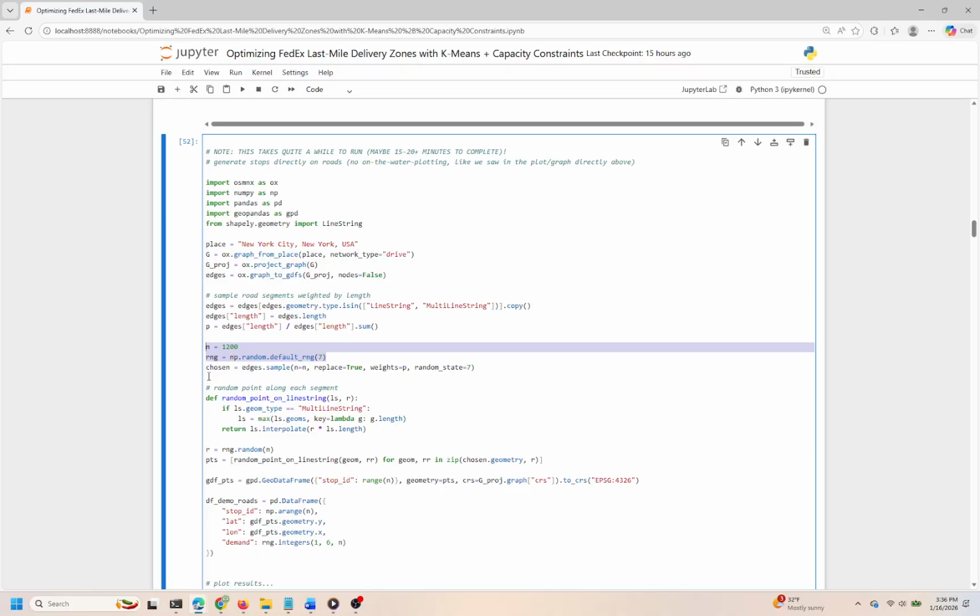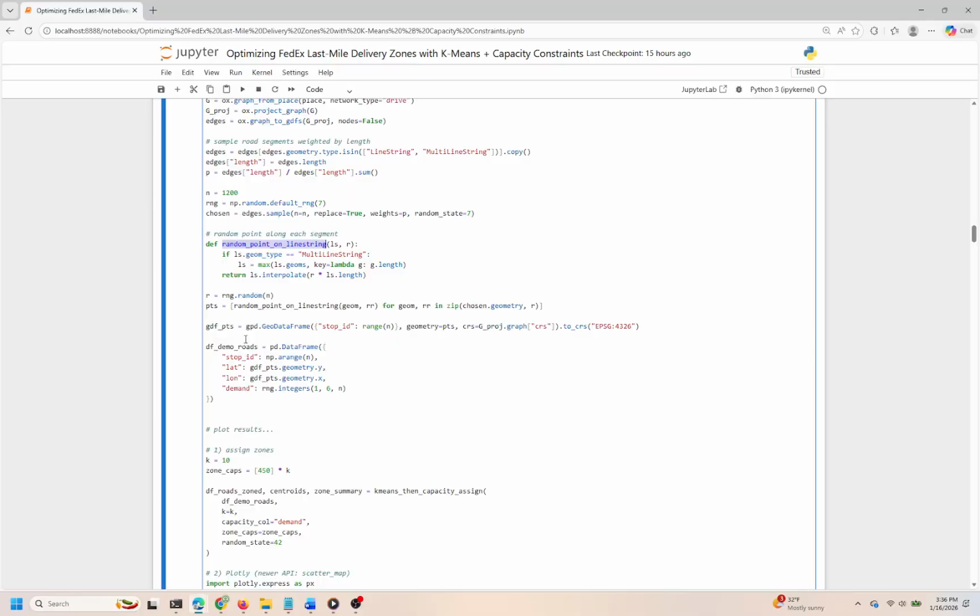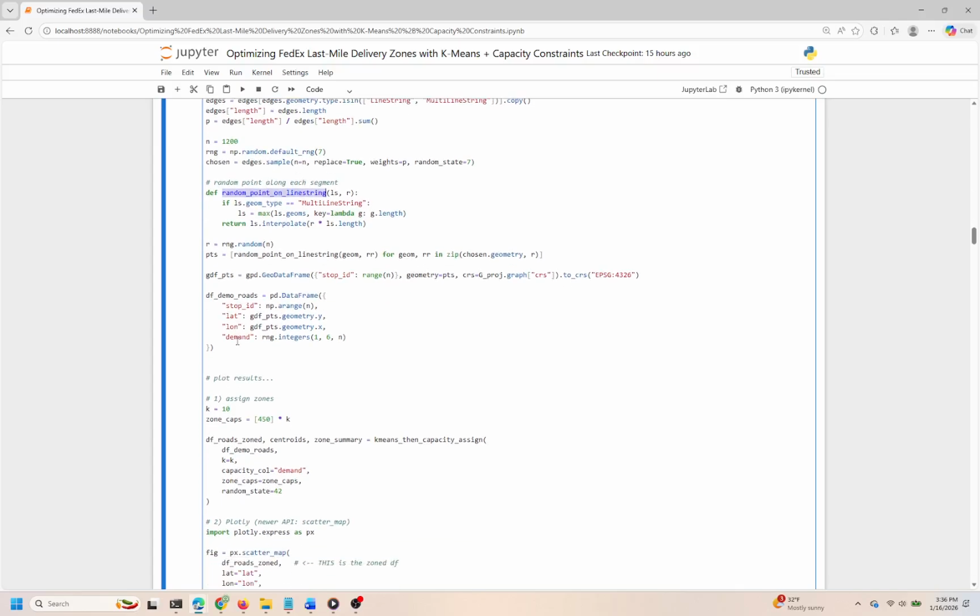After selecting the segments, we generate random points along these chosen lines, utilizing a helper function designed to deal with both line strings and multi-line strings effectively. Each selected road segment yields a specific number of stop points based on the segment's proportionate length. The next part of our workflow involves creating a geodata frame that pairs each stop with its geographical coordinates and a simulated demand value, which we generate using a random integer function. This aspect adds a layer of realism, enabling us to model potential usage at these stops.